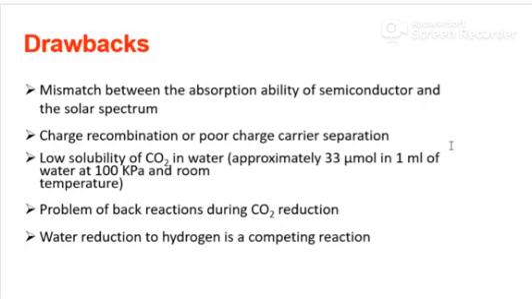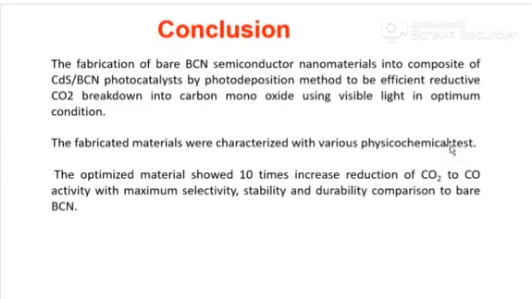Yet the work is in progress to overcome these drawbacks, overcome these complications, and the researchers are working on it, and they have been developing more and more different types of photocatalysts.